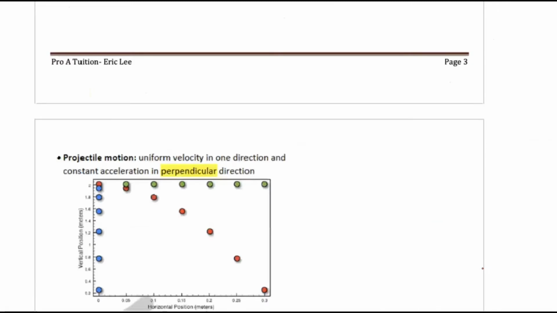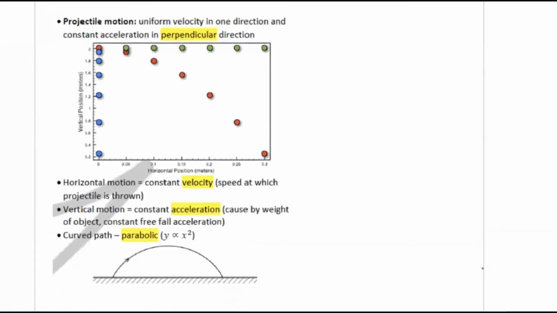Okay, the next part, projectile motion. Projectile motion is where we throw a ball horizontally, but because of gravity, the ball will not remain horizontal all the time. The ball will move in this particular curve. Because of gravity, it falls in this way. So we call this projectile motion.